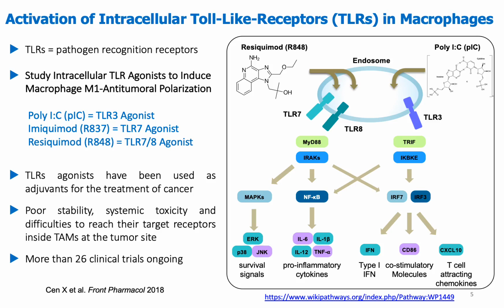TLR agonists have been used as adjuvants for the treatment of cancer for several years. There are several clinical trials ongoing, and the major problems for the administration of these drugs are related to poor stability, systemic toxicity, and difficulties in reaching macrophages in the tumor. These are the aspects that we aim to improve with the development of nanomedicines.